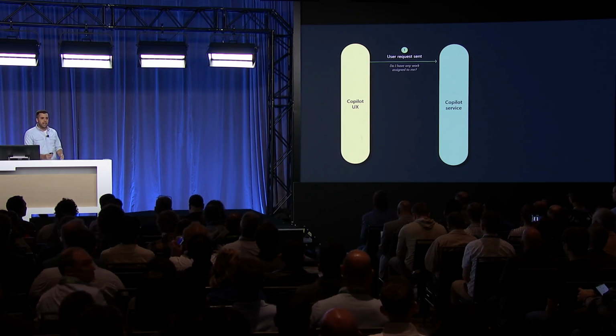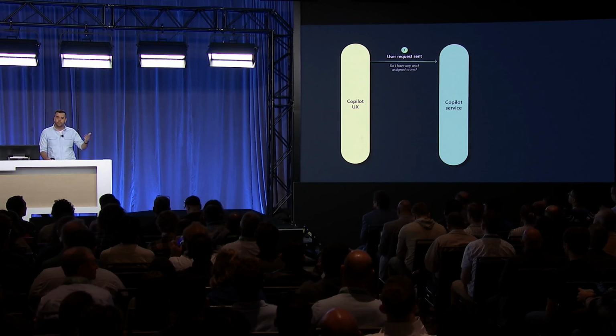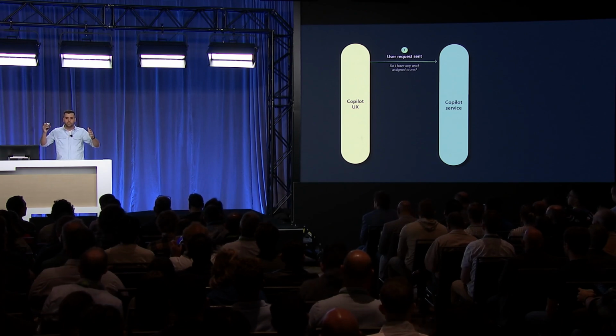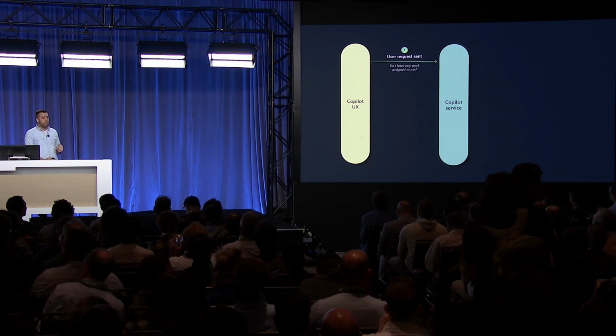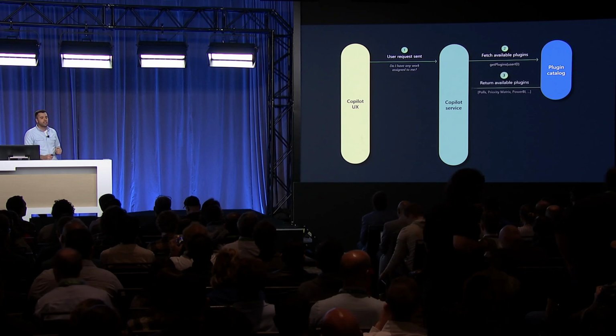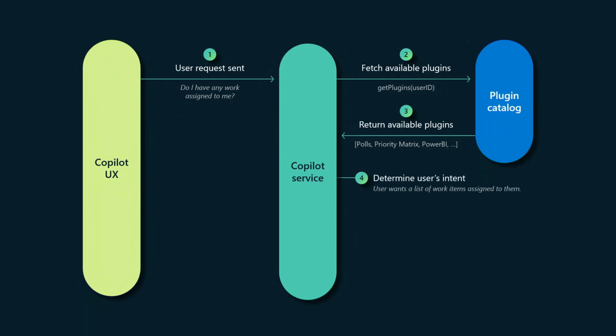It might seem like there was some magic there. How did Copilot know to use the Priority Matrix plugin? How did it pull that information into the form? Let's talk about that. Every time a user sends a request to Copilot, the first thing that happens is Copilot's going to go and grab a list of all the plugins available to that user. It's then going to use the LLM to determine what the user's intentions were from their initial message. Once it understands their intentions, it's going to start combing through the list of plugins available to that user.